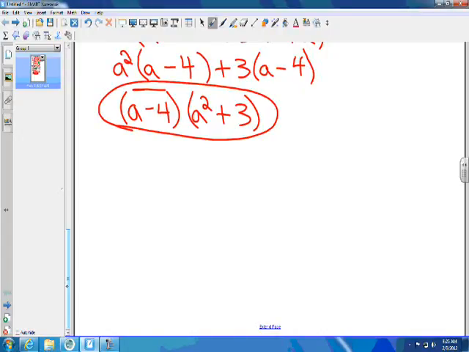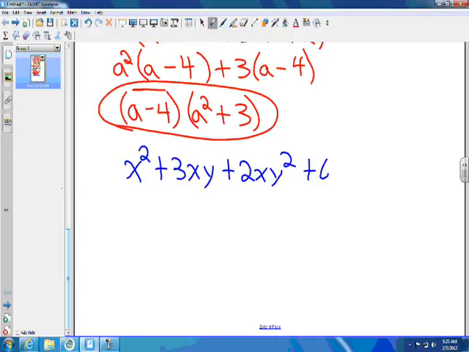X squared plus 3xy plus 2xy squared plus 6y cubed. So how many terms we got? 4. What you need to check for, I forgot to say this on the first one, is that common term between all 4 of those. So do all 4 of these have a letter in common? No, they don't. 3 of them have an x and 3 of them have a y, not all 4 of them. So you can't take a letter out.